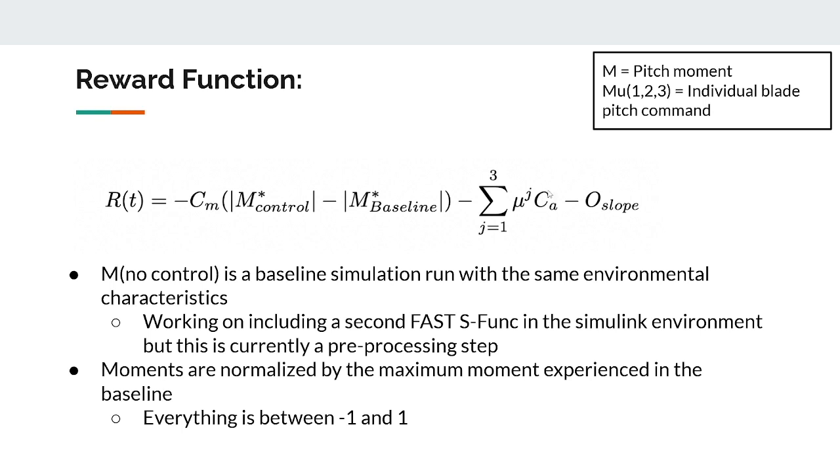There is also a coefficient to allow a negative reward based on large control actuations. Each of these mu are the individual blade pitch commands, and we have 3 of them. Also this observational slope was added, in which the slope from 2 consecutive observations are compared against each other, and a large variation yields a very negative reward for that situation. And moments are manually normalized by the maximum moment experienced in the baseline, so everything is between -1 and 1.